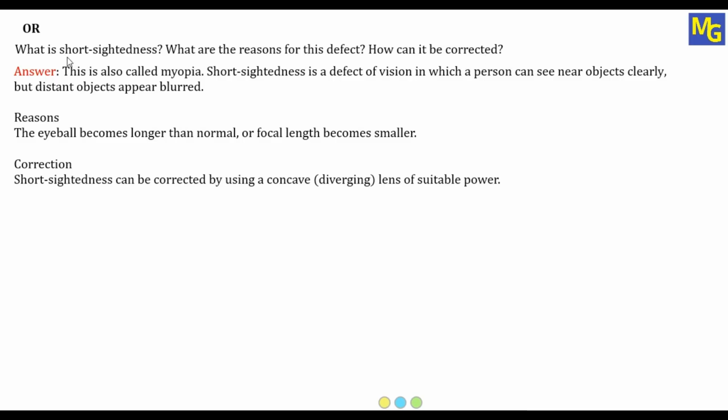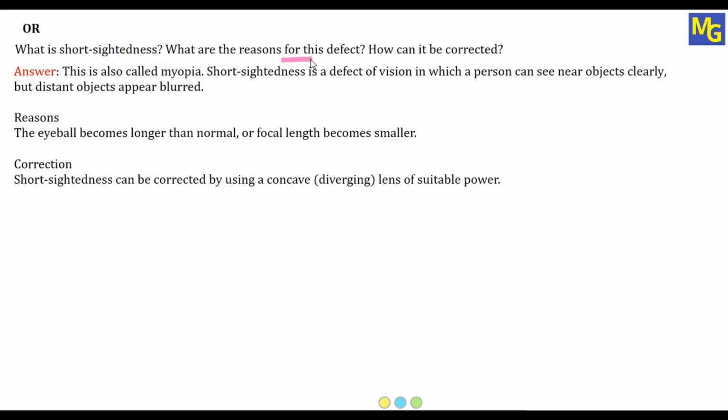Now see, what is short-sightedness? This is also called myopia. So myopia is nothing but short-sightedness. Short-sightedness is a defect of vision in which a person can see nearby objects clearly but cannot see distant objects clearly. Remember, myopia is also called short-sightedness, where a person can see nearby objects clearly. Whatever objects are present at a nearby distance, he can see clearly, but the objects present at a far distance, he cannot see clearly, or he can see a little bit of blurred vision. Such a disease is called myopia or short-sightedness.